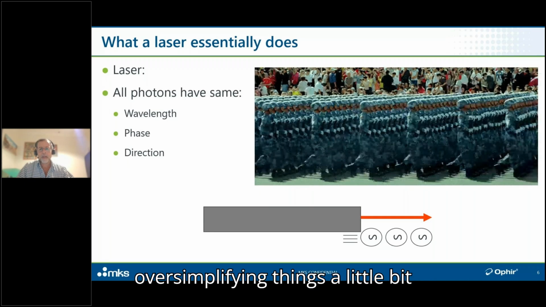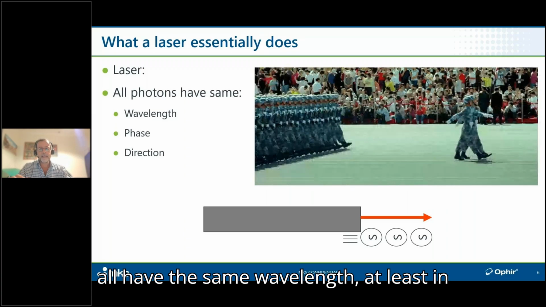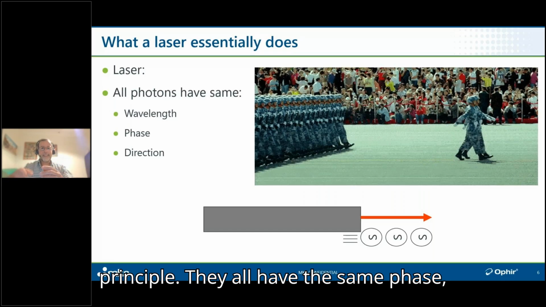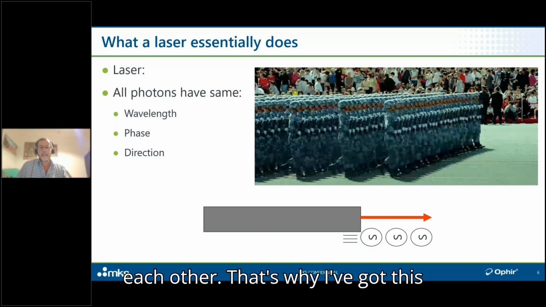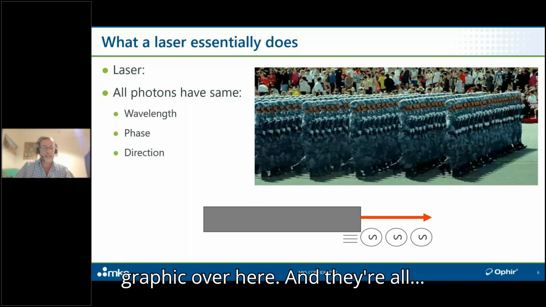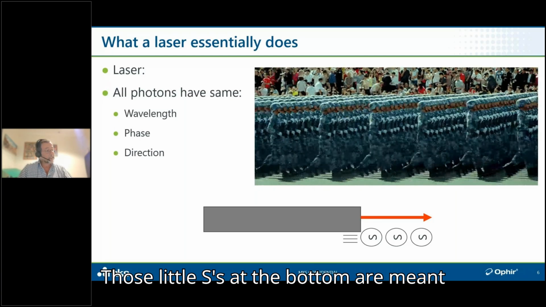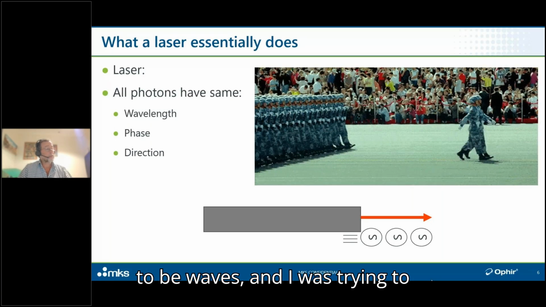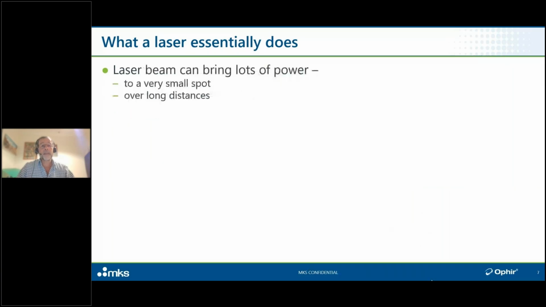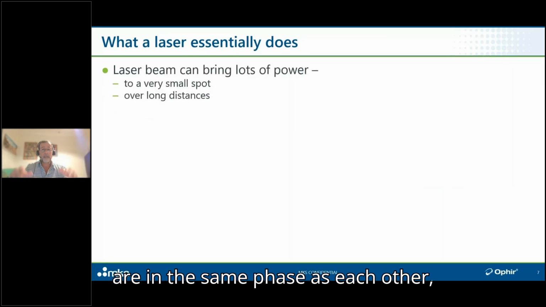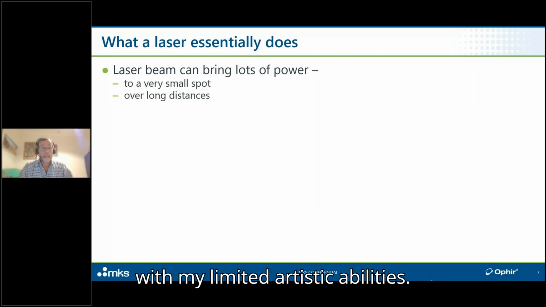Those little S's at the bottom are meant to be waves, and I was trying to illustrate the idea of all the photons being in the same phase as each other, with my limited artistic abilities. And what this basically means, bottom line, and skipping over a whole lot of physics, is that a laser beam can bring a lot of power concentrated into a very well-defined small area, even over long distances.